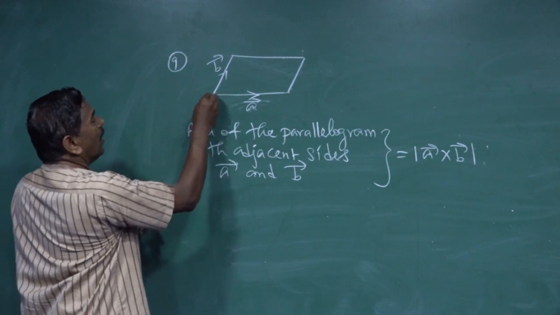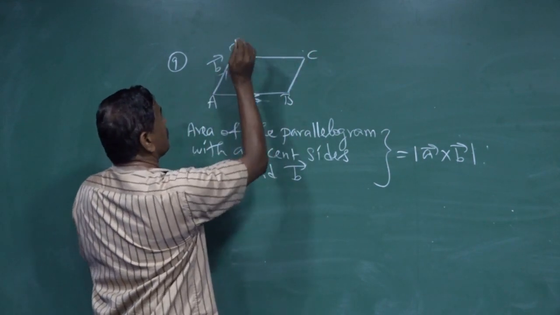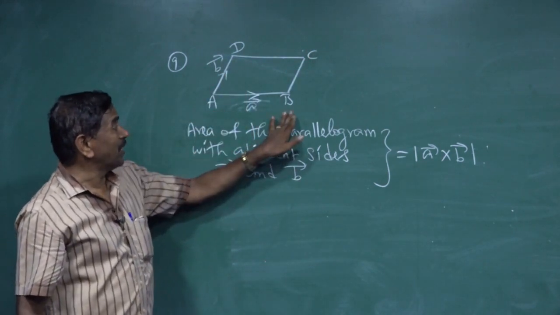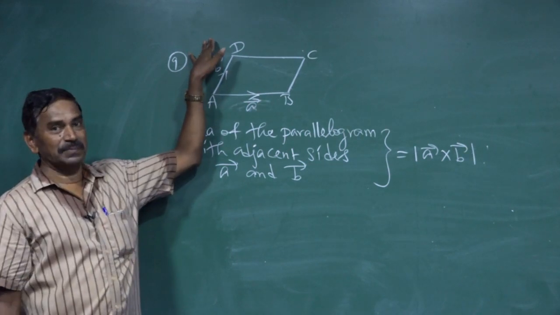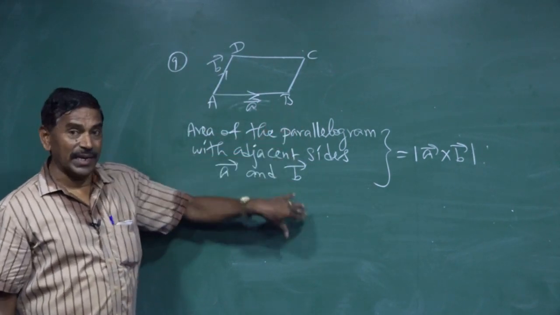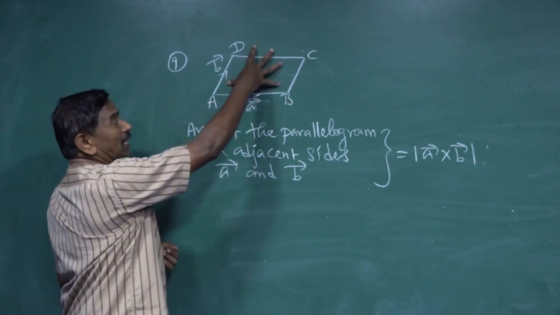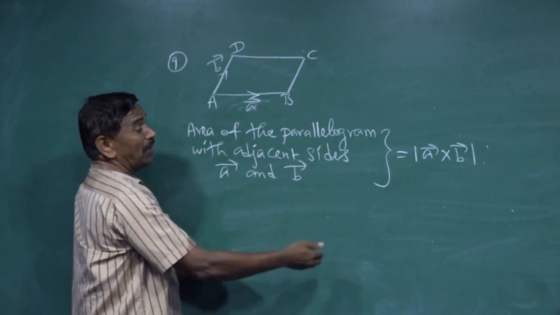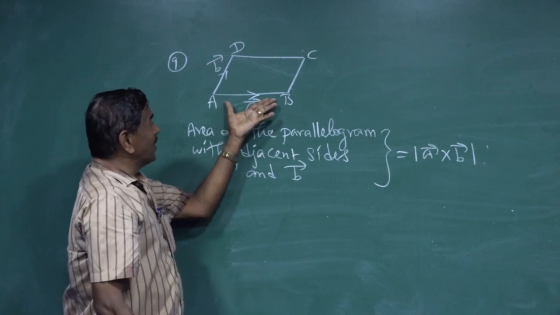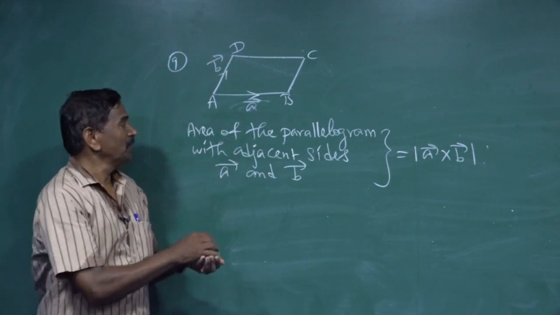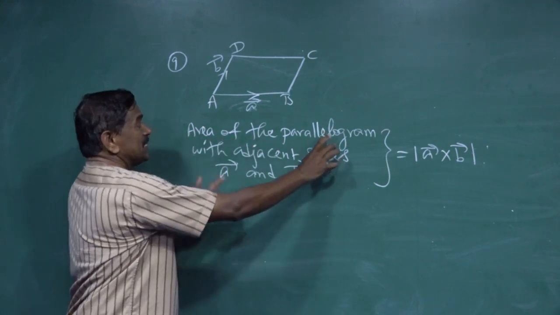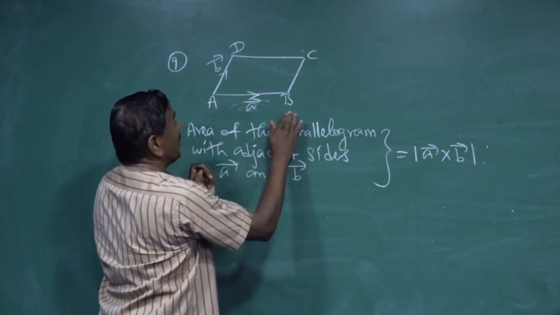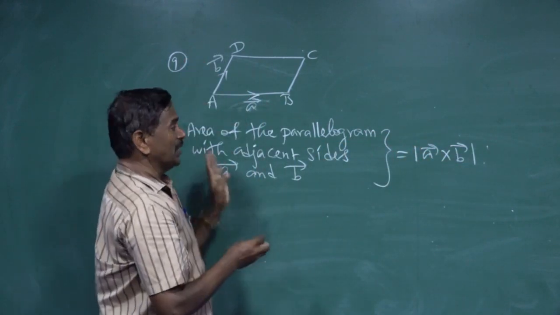Suppose, listen. Let ABCD be a parallelogram. Now here consider, here AB vector and AD vector are adjacent sides. So the same formula one can rewrite. That is, area of the parallelogram with adjacent sides AB vector and AD vector is given by the formula modulus AB vector cross AD vector. Okay? It is enough.